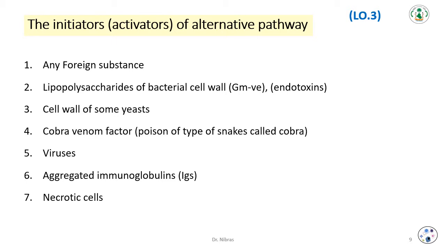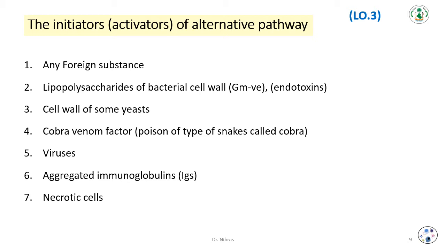The initiators, activators of the alternative pathway: any foreign substance, lipopolysaccharide of bacterial cell wall, like gram-negative endotoxins, cell wall of some yeasts, cobra venom factor, poison of a type of snake called cobra. Cobra venom factor is the non-toxic complement-activating component of cobra venom. It's like naturally occurring C3b.